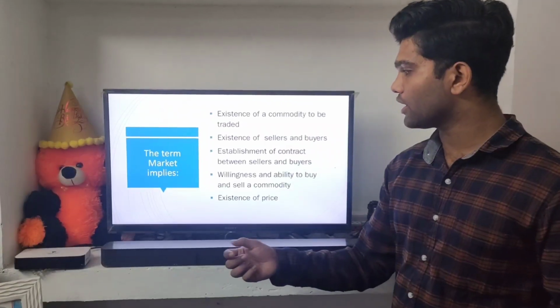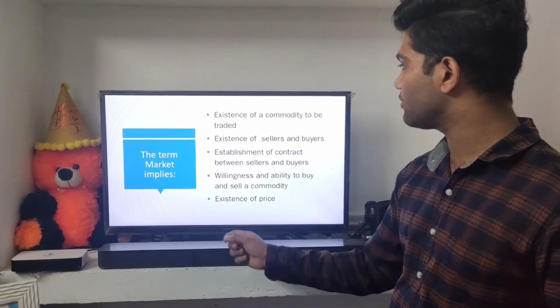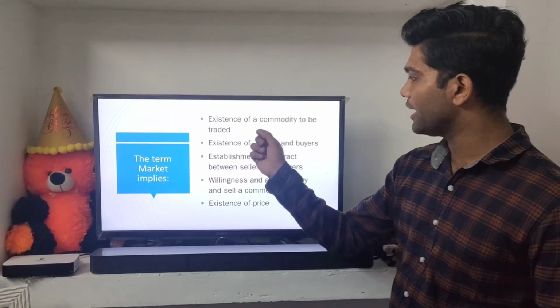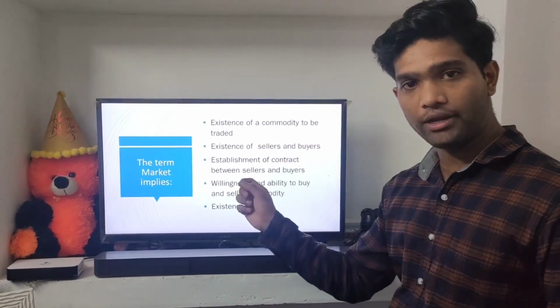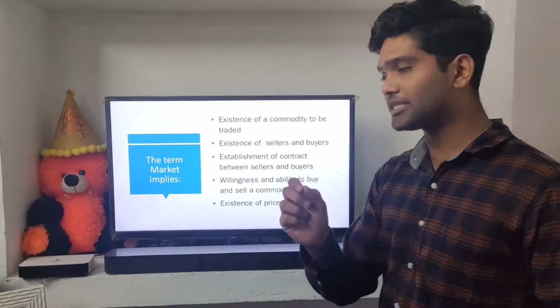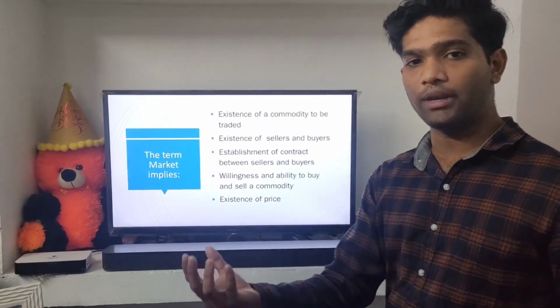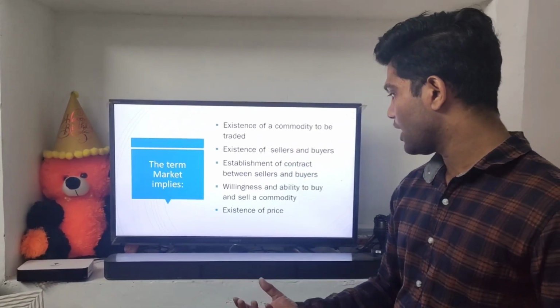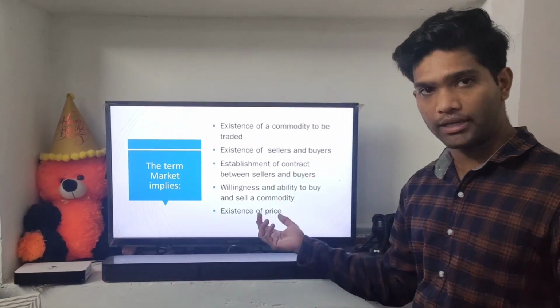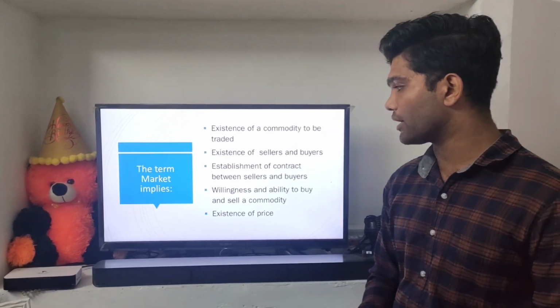The next thing we look at is what the term market implies, and there are 5 points which we explained. The first is the extent of a commodity to be traded, and the second is the extent of sellers and buyers. Then the establishment of contact between the sellers and the buyers, the willingness and ability to sell the commodities, and the last one is the extent of a price. So these are the 5 points which we explained in what the term market implies.